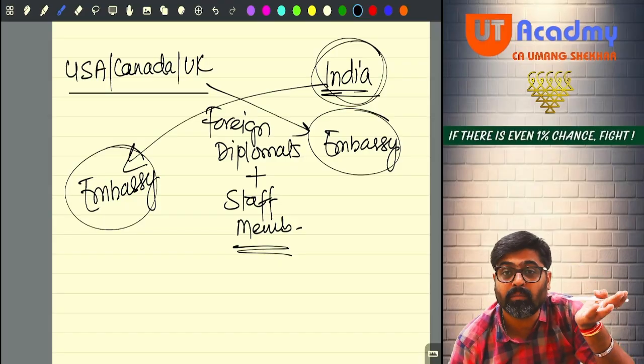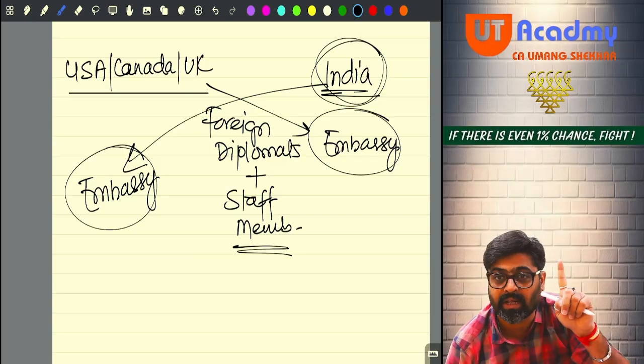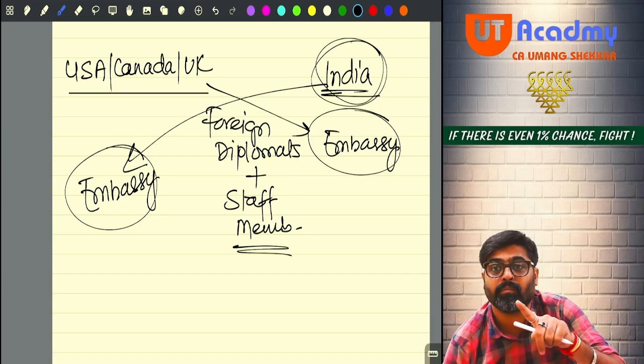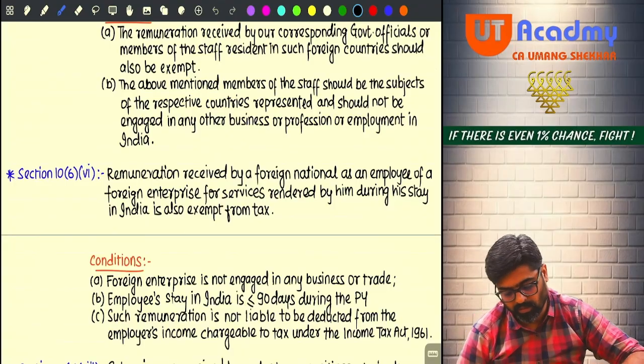See, there will be some local staff members also who will be employed in the US Embassy. Their salary is not exempt. Their salary is not exempt. The salary of those staff members who are coming with them, who are foreign nationals, is exempt. Getting my point? So, this was your point number 1.